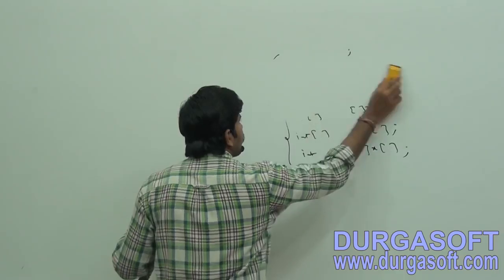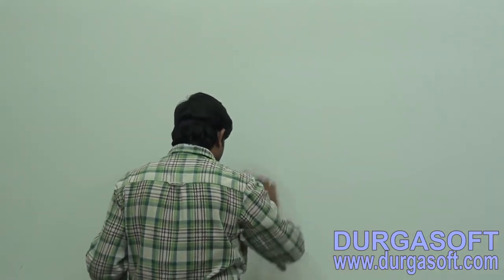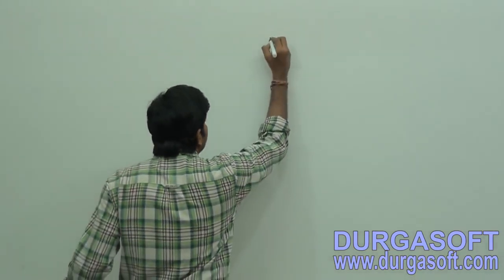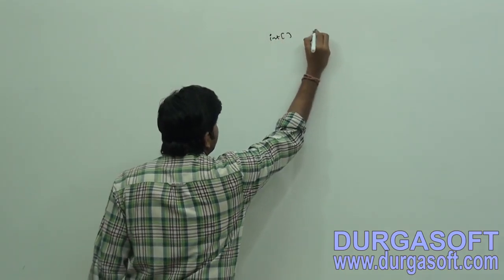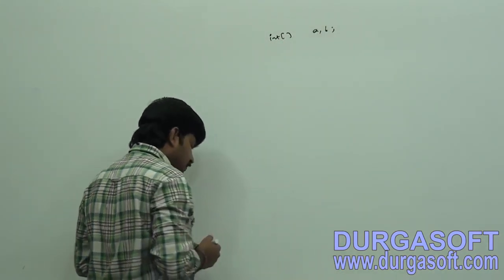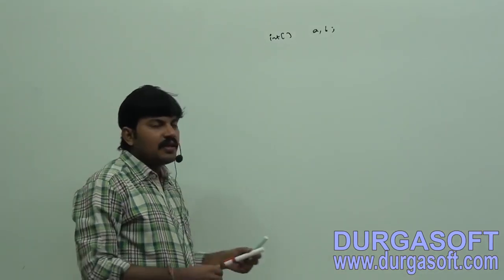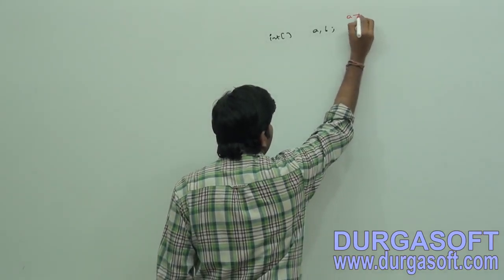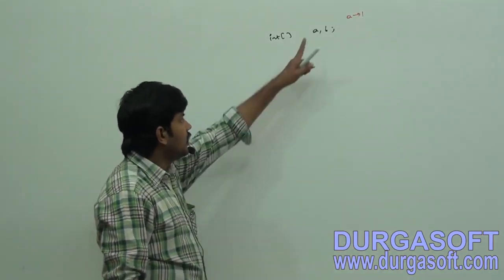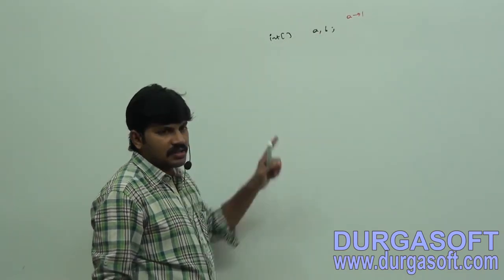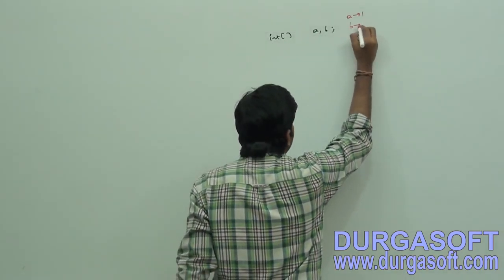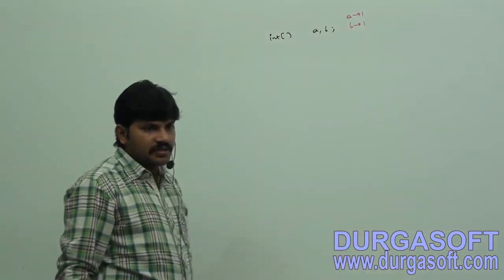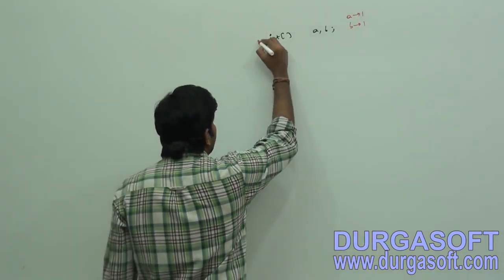Next one. There is another important conclusion regarding declaration. Very important. Int array a comma b, I am taking. Can you tell what is a's dimension? 1. A and b are 1-dimensional arrays. A's dimension is 1. What is b's dimension? 1. A's dimension is 1, b's dimension is also 1 only, valid.